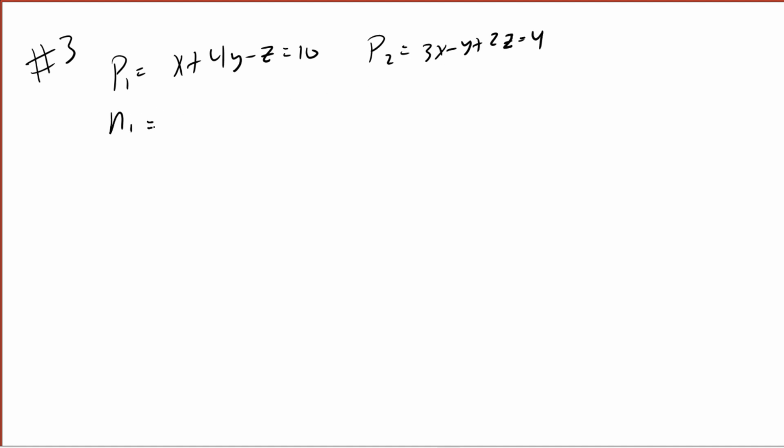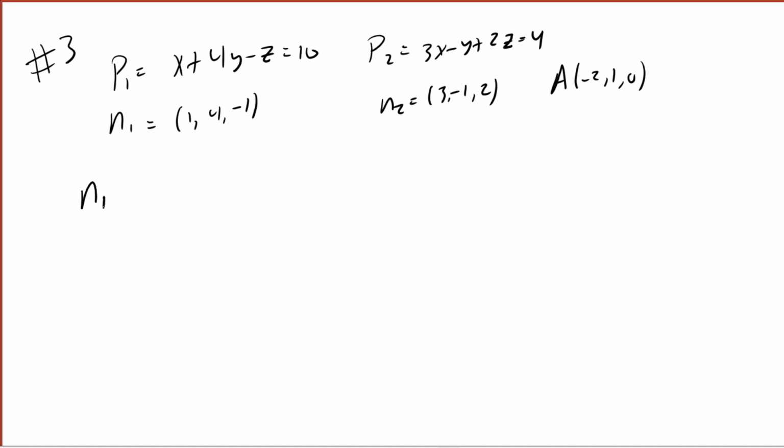Okay, given the planes P1, which is x plus 4y minus z equals 10. P2 is 3x minus y plus 2z equals 4. So I'm probably going to need the normals. I'll go ahead and write them. Okay. Determine an equation for the plane that contains, oh, and it gives us the point A, which is minus 2, 1, 0.